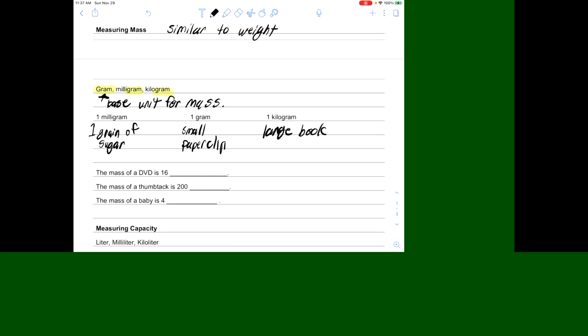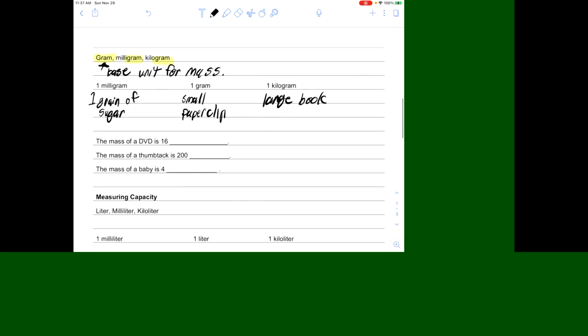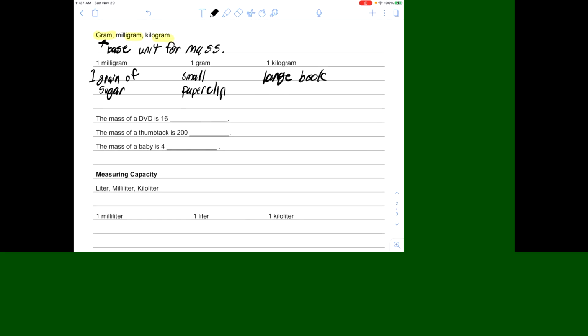So the next type of problem that we might be asked to do is to think about these units in order to figure out about how big something is. So the mass of a DVD, of a disc. We want to think about, would that be the weight of 16 grains of sugar, 16 paper clips, or 16 books? When I think about that, well, 16 grains of sugar is still not even close to a DVD. 16 books is way too much. 16 paper clips seems about right. So that means that the gram would be the correct measurement here.